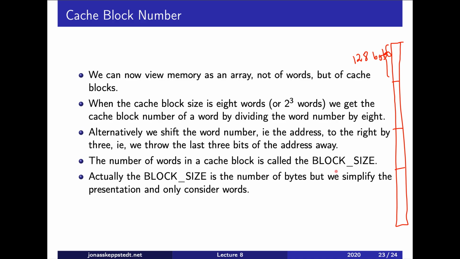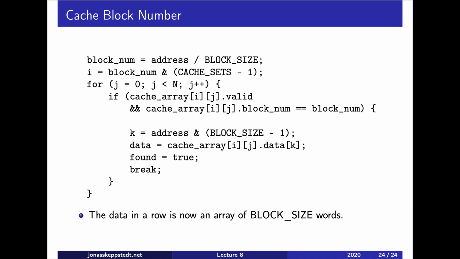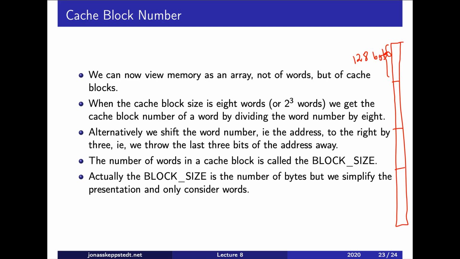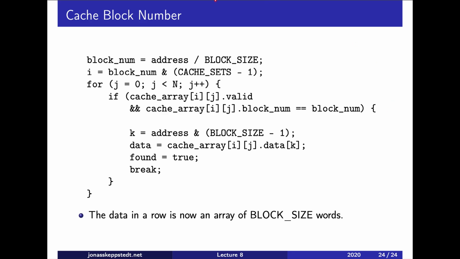And when we access the cache, we first want to find which block number it is. So what we are looking for is one of these. So this is block number 0, number 1, number 2, etc. Okay, so what we do is to take the address and divide it by the block size.